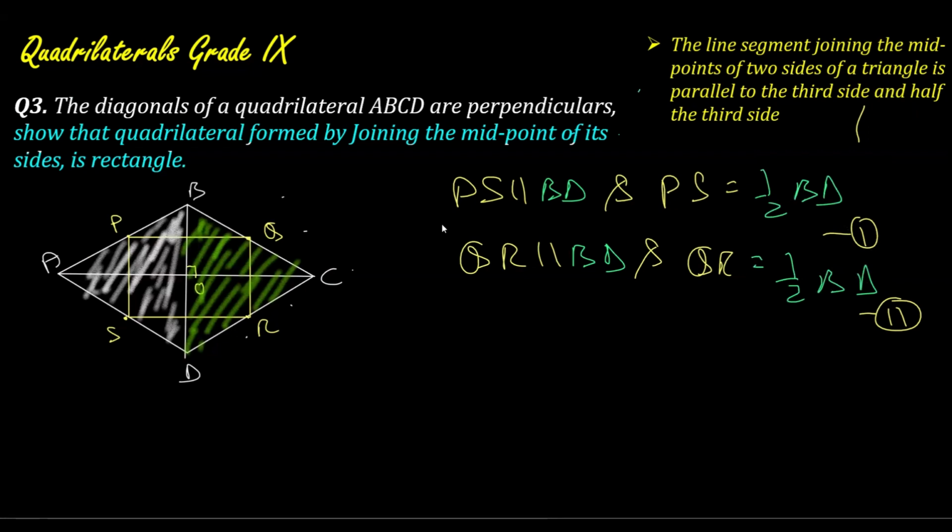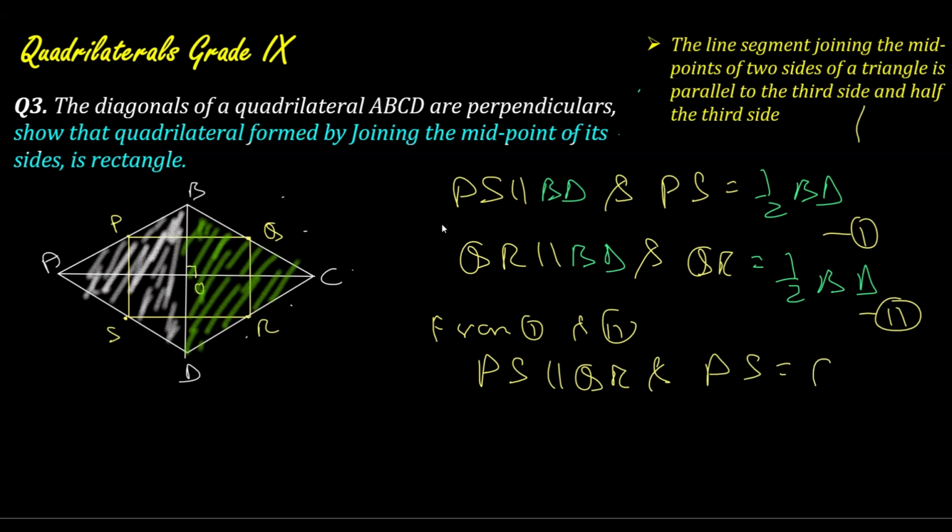So from here, you can see that PS is equal to half BD and QR is also equal to half BD. So from equations 1 and 2, you can say that PS is parallel to QR and PS is equal to QR. So what you know is that if one pair of opposite sides of a quadrilateral are equal and parallel, it becomes a parallelogram. So you can now say this figure is a parallelogram.